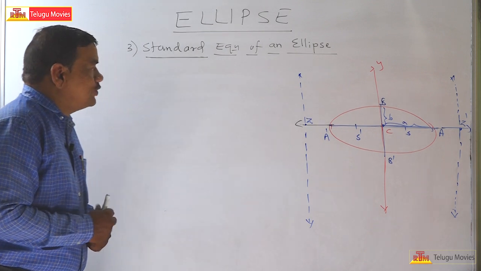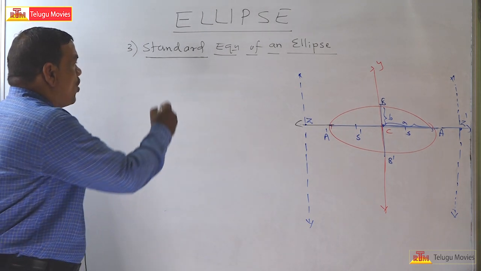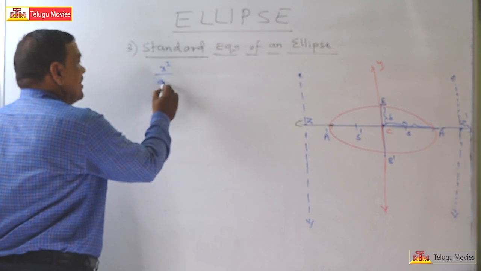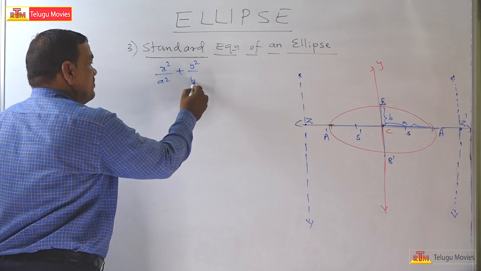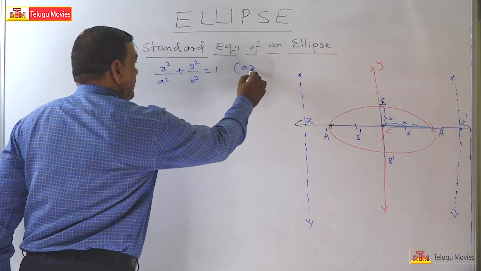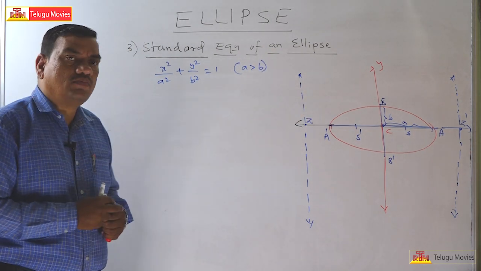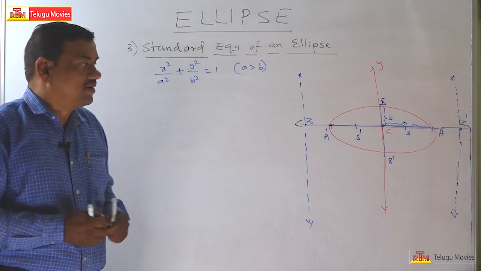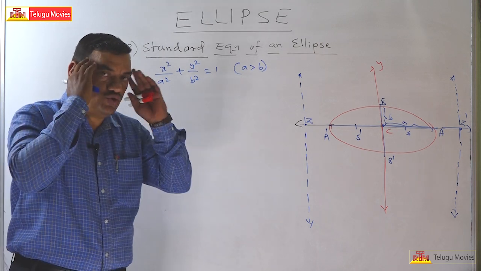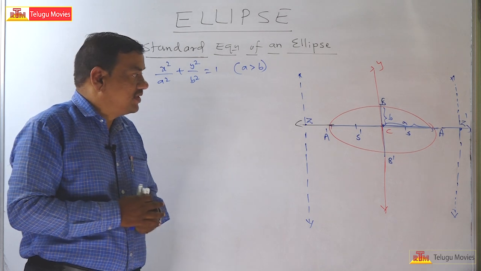Welcome back. Here the standard form of the ellipse is x square by a square plus y square by b square is equal to 1, where a is greater than b. Then how to remember all the points? Systematically, this whole picture should be in your mind.